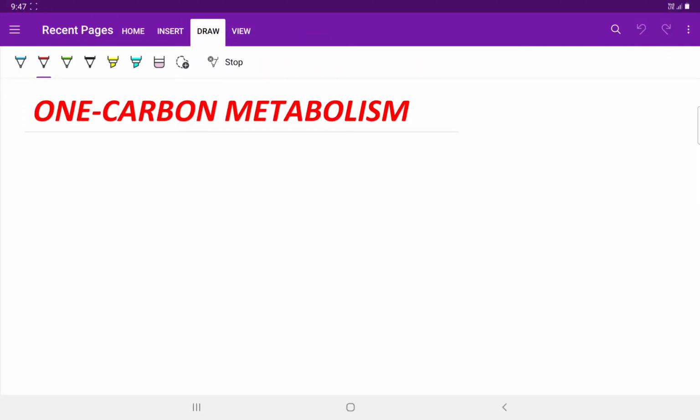Welcome students. So today we are going to start with a very rare topic asked in the examination, that is regarding the 1-carbon metabolism. But it is very much related to the action or the biochemical functions of tetrahydrofolate or folic acid. So I am explaining this topic in context to the biochemical functions of tetrahydrofolate. So what is basically the 1-carbon metabolism?